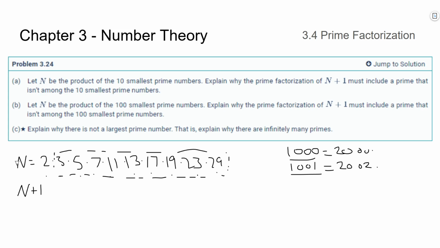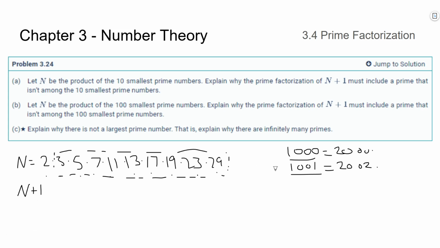All right, so how does that help us? Well, if we know that n is an even number, what does that mean about n plus 1? N plus 1 must be an odd number. And if it is an odd number, what does that mean it's not divisible by? It means it's not divisible by 2. All right, so now we know that n plus 1 is not divisible by 2. So 2 is not going to be a prime factor because it's not divisible by 2.